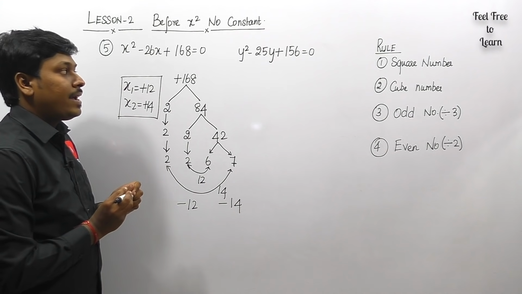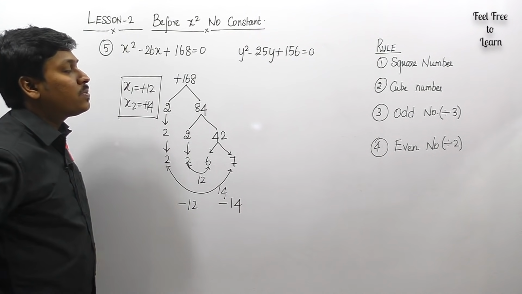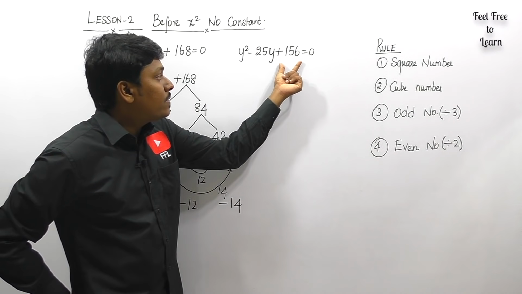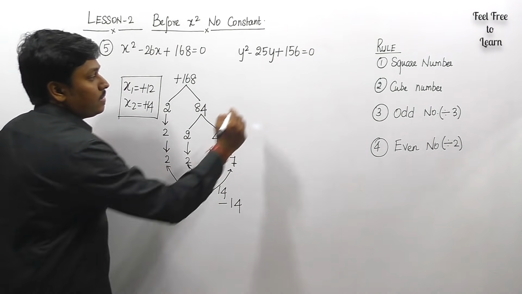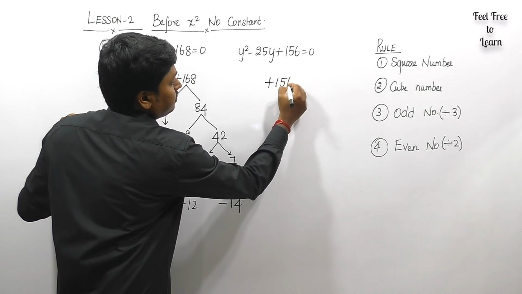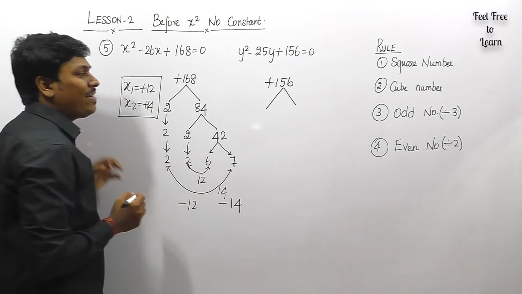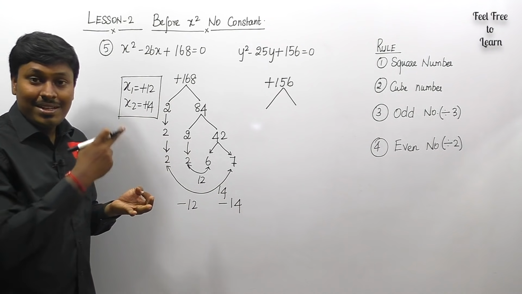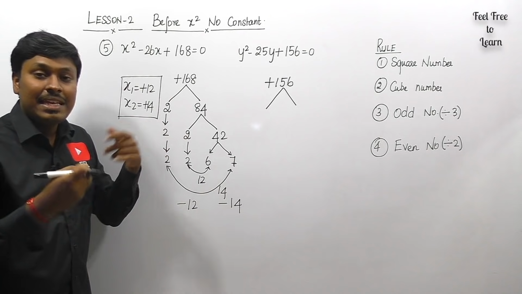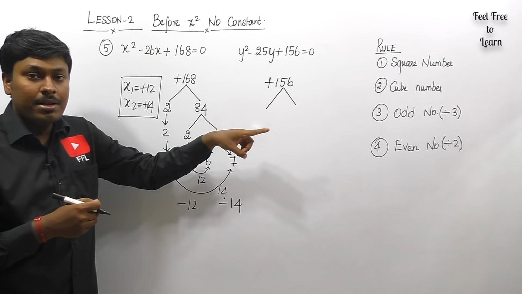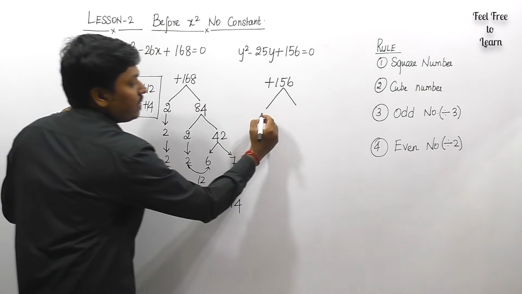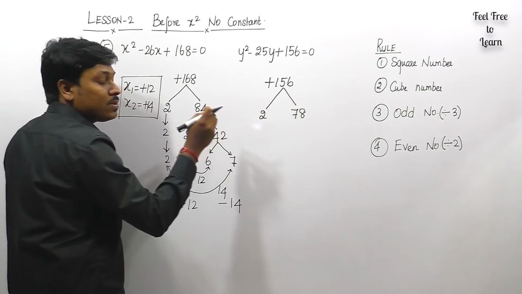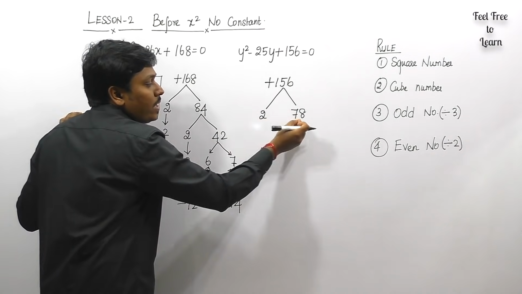So let me move on to the second equation, that is y square minus 25y plus 156 is equal to 0. Again here it is 156, which is a 3-digit number, right? Initially check whether 156 is a square number. No, not a square number, not a cube number. Whether it's an odd number, no, 156 is an even number. So if it is an even number, first of all divide this by 2. So when we divide this by 2, 7 2s are 14, 8 2s are 16. So finally 156 can be written as 2 into 78.